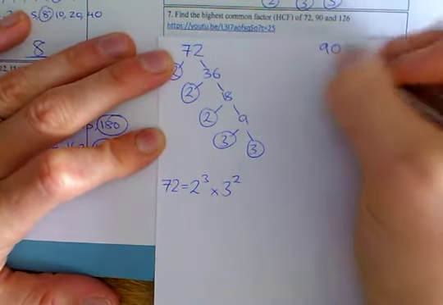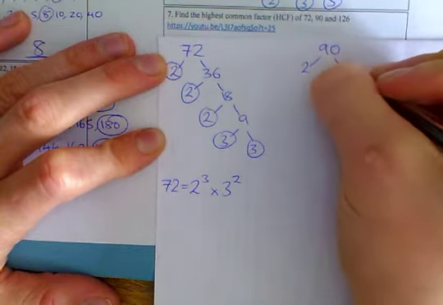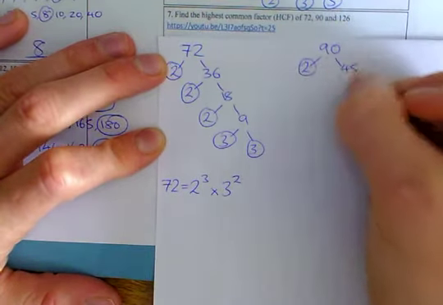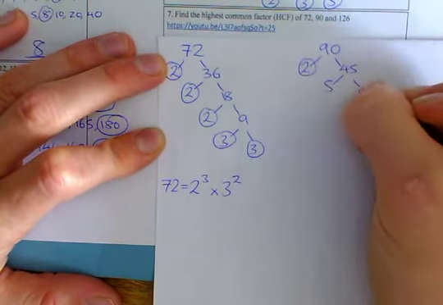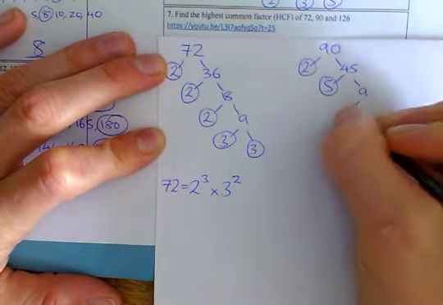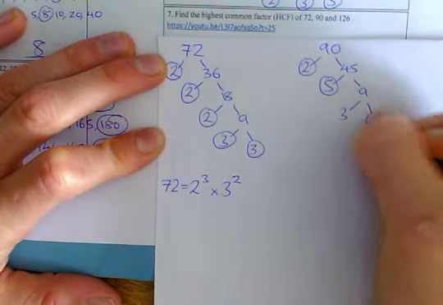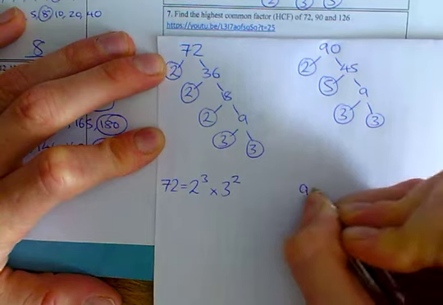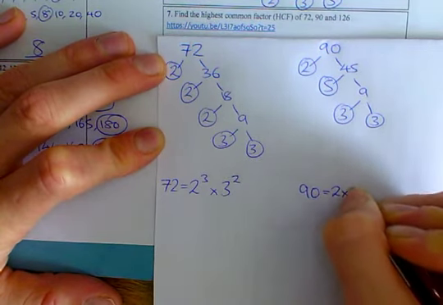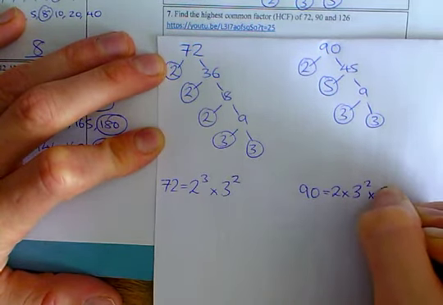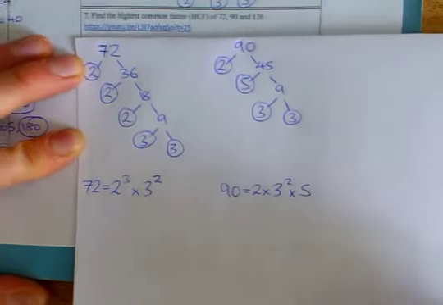90 I can break down into 2 times 45. 45 I can break down into 5 times 9, and 9 can break down into 3 times 3. So I can say 90 is equal to 2 times 3 squared times 5.